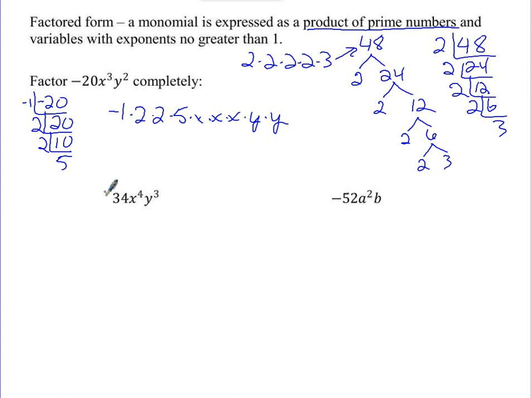So, what should we do with 34x to the fourth y to the third? The directions say to factor completely. All right? Factoring completely means we're going to wind up with this sort of look to it. So, what should we do? Do the division thing. So 34, and we see that 34 is even, so 2 definitely goes into 34. How many times? 17. And do we have any more numbers that we can do? No, 17 is prime, so that's it.